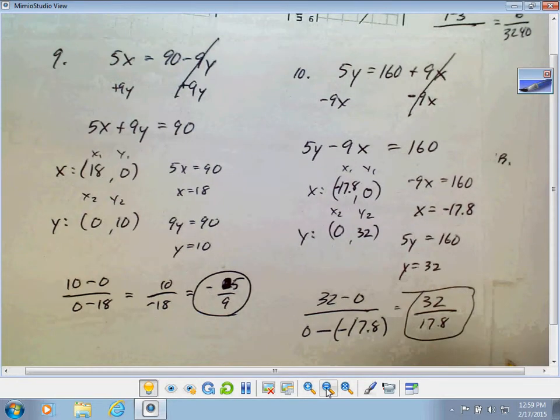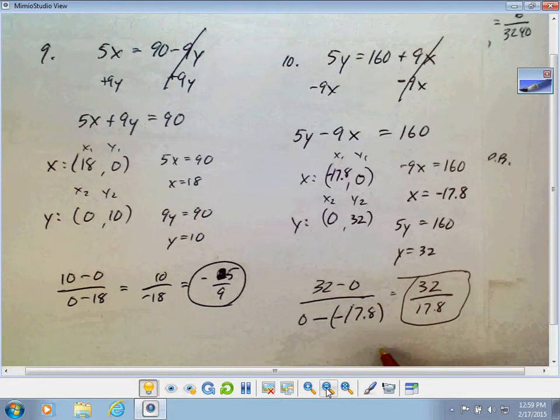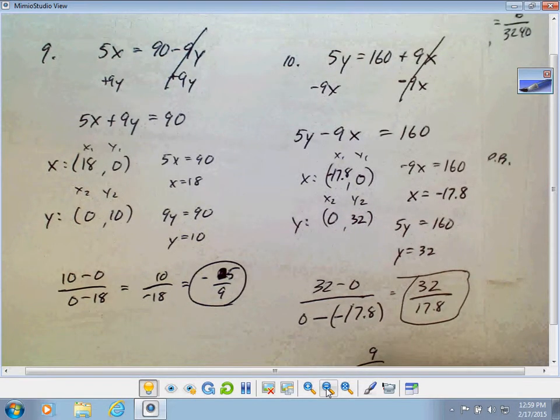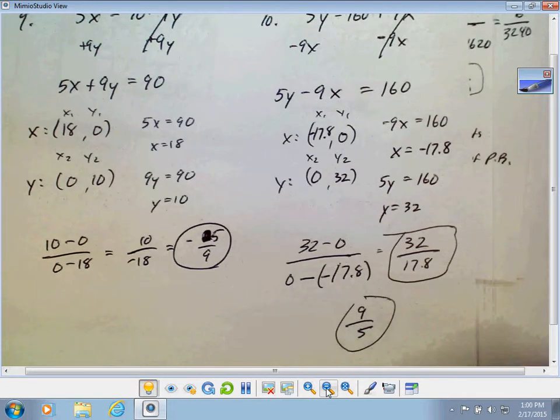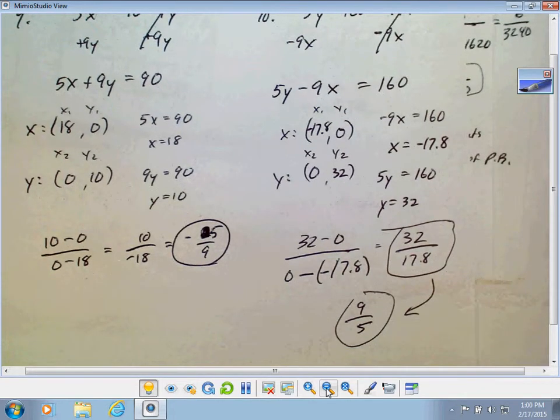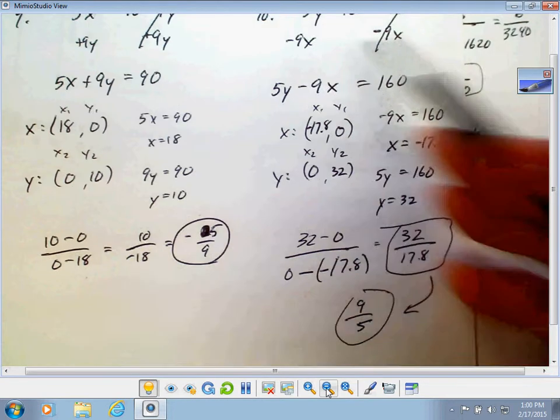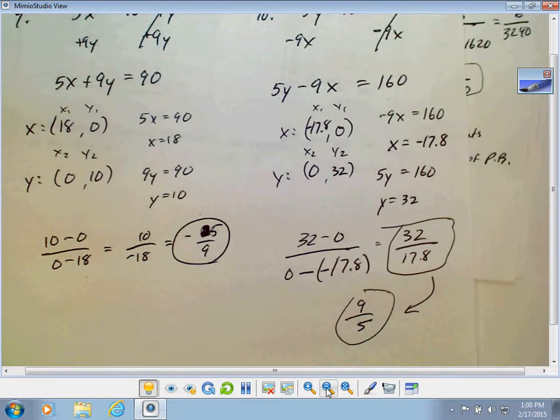What you might see happen is, in the answer to this one, eventually, the slope would just be 9 over 5. But I can tell that just by looking at the equation, and pretty soon you're going to be able to tell that too.